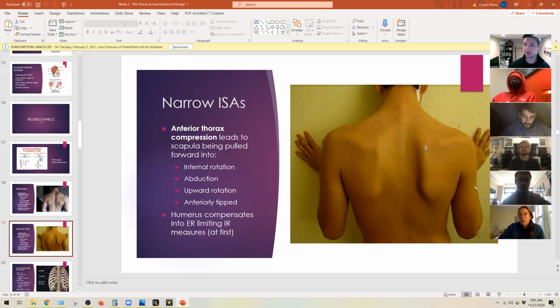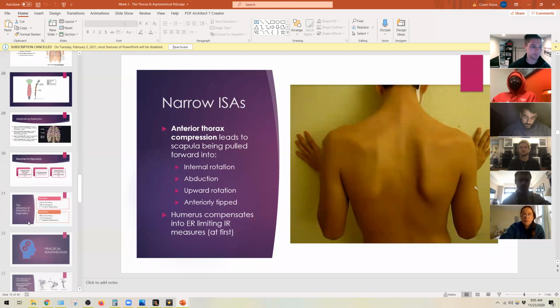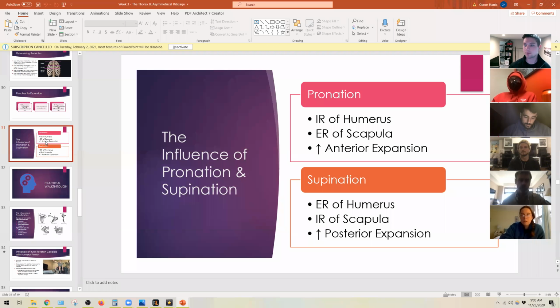It's a very similar thing to, let's tie it into this right here, the influence of pronation and supination in a reach. If I pronate my forearm and reach, then I'm going to get external rotation of the scapula, which is going to push it back, which is going to make air go more forward. Whereas if I supinate my arm and turn my hand outside like that, then I'm going to get more internal rotation of the scap, which is going to pull the shoulder blades away from each other. And then you're going to get more posterior expansion.